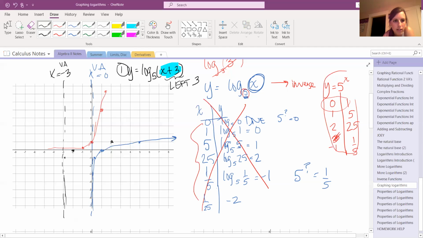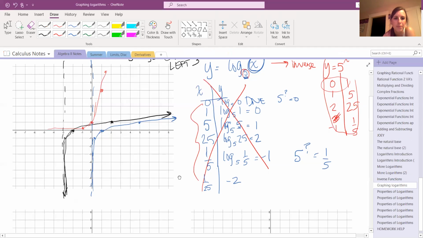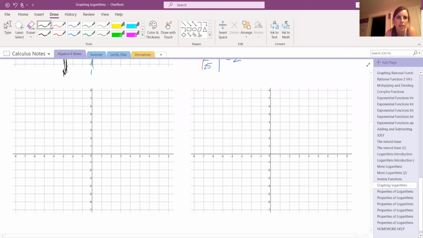Okay, and then it's kind of hard to do this on the computer. Hopefully yours turns out better than mine. Slowly going to grow. Remember, logarithms have the slowest growth. And this should not touch the vertical asymptote. You can't really tell based on mine, but make sure it's not touching the vertical asymptote. Okay, let's try a couple more.